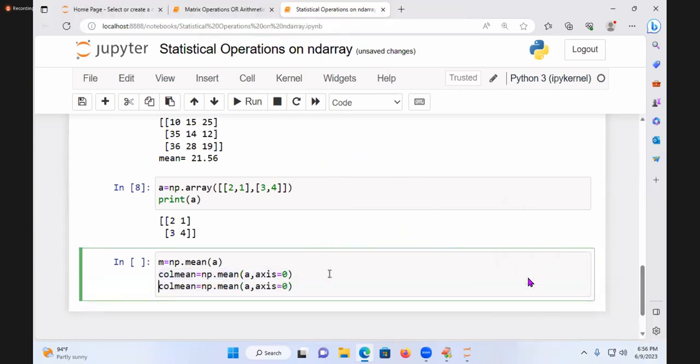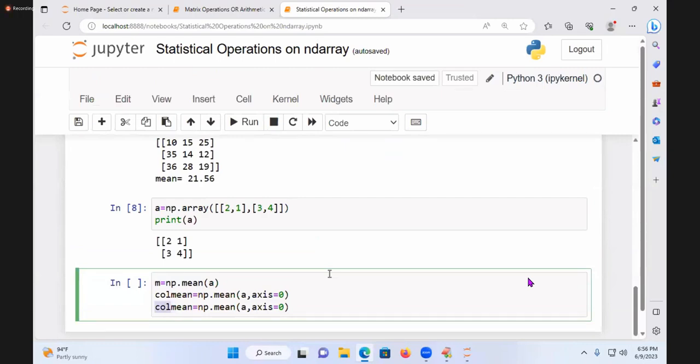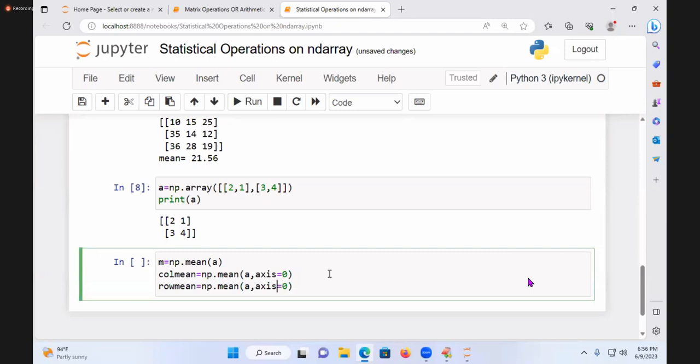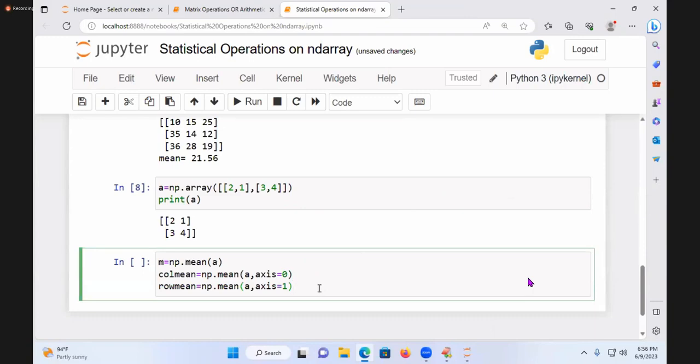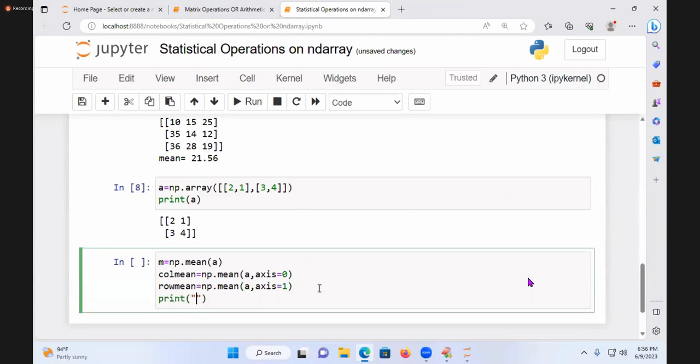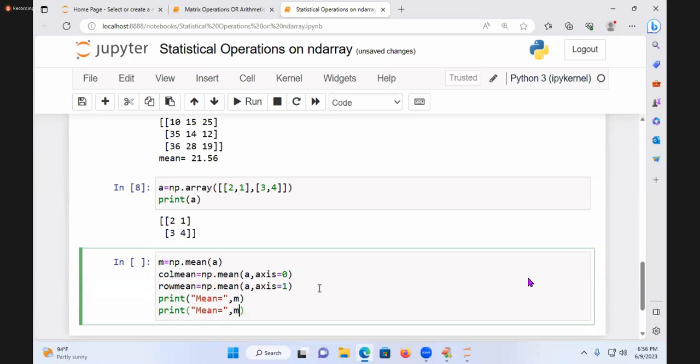Next I will do the same thing. Which mean next? Row mean. Row mean is equal to what? 2 plus 1 is 3 by 2, 1.5. 3 plus 4 is 7 by 2, 3.5. You see the answer now. I'll print it: mean, comma, M.